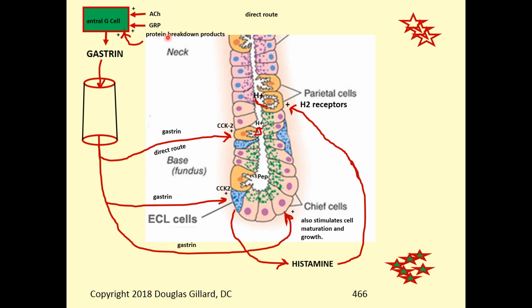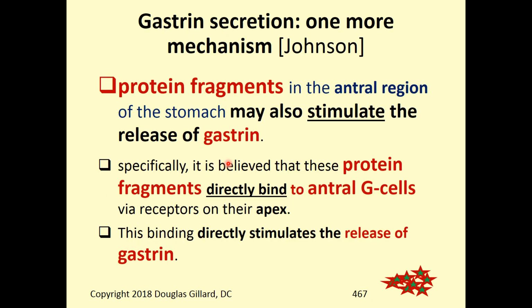Protein in the stomach, broken down protein. There's probably a couple amino acids, some polypeptide chains. They can also, it's believed, stimulate antral G cells to also release gastrin. And again, we know what gastrin does, so I don't have to go over this, do I? You can just follow the cartoons here. I've gone over that enough, I think.